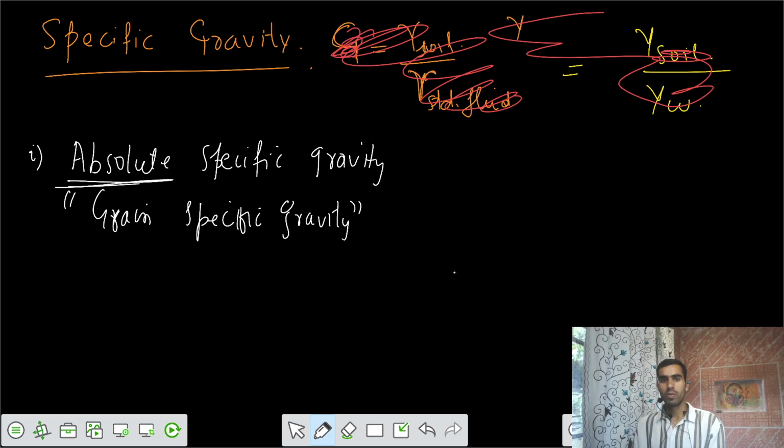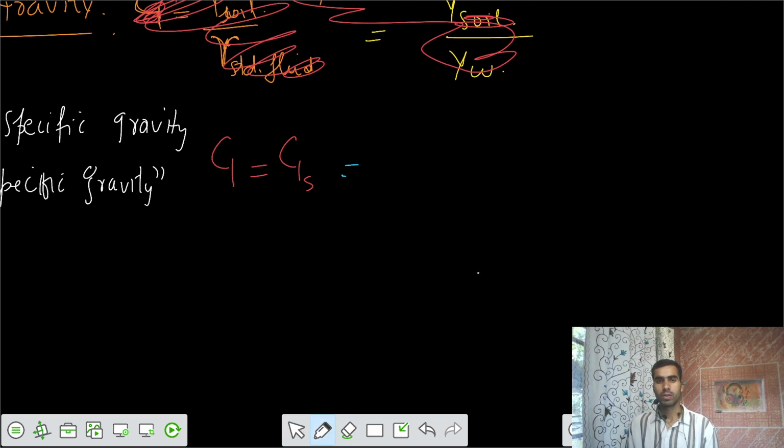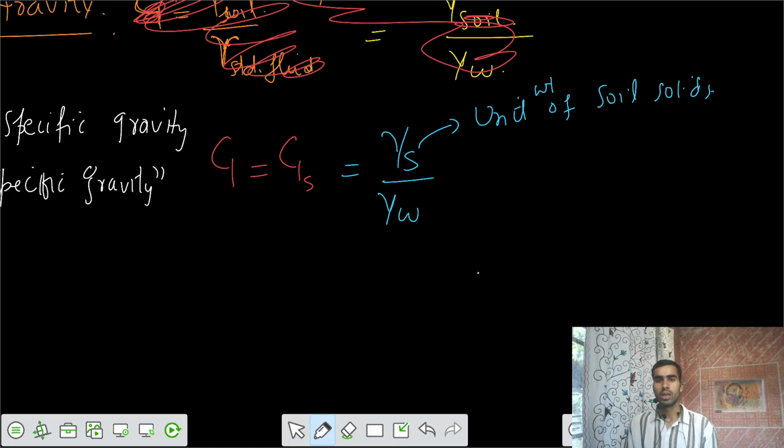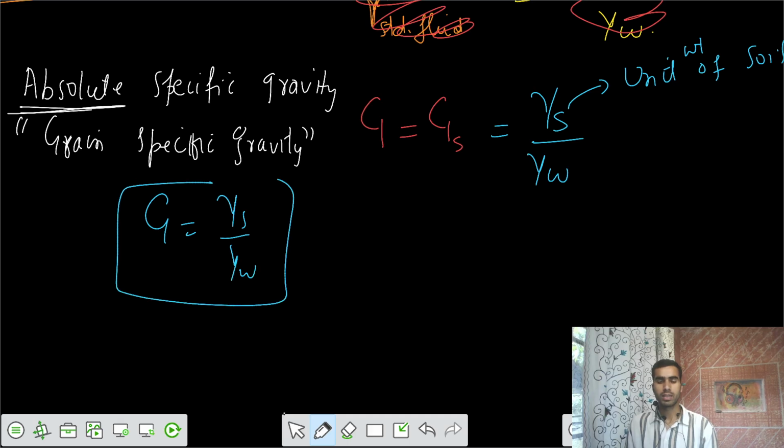We write it as capital G, or we can also write it as Gs. That's your specific gravity for the soil solids. So that's your absolute specific gravity. It is the ratio of unit weight of the soil solids only, divided by unit weight of water. Finally you can write G equals gamma S by gamma W. We generally write it in this way.